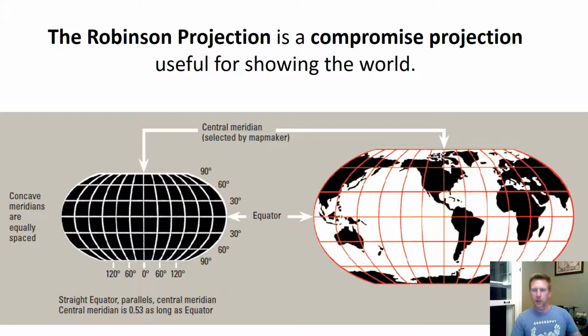This is one of the most useful projections for showing maps of the world. This is the Robinson projection, named after one of the great cartographers from the University of Wisconsin. This is a compromise projection. This is neither conformal nor equal area. It doesn't do a particularly good job of doing anything well, but it does do a great job of giving you the overall picture of the world.